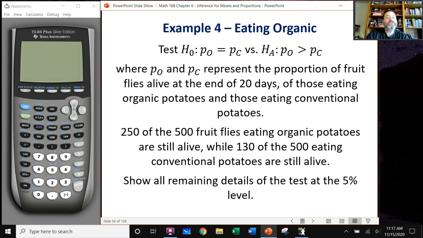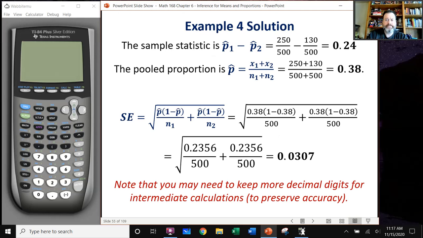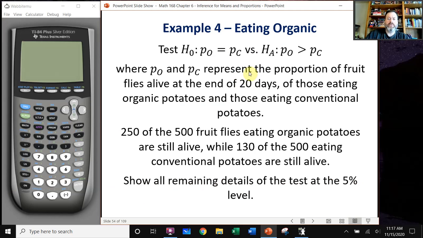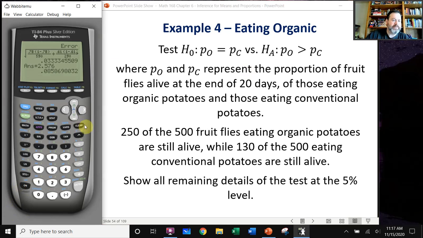So what you have to do is really go back, make sure you understand chapter 4 for this. When it says show all remaining details of the test, you're given the null hypothesis and the alternative. So really, we just want to start with the template that we saw in section 6.1 at the end, which is sample statistic, standard error, standardized test statistic, and then p-value and that sort of stuff. All right, so we'll type everything in. The answers are on the next slide, but let's type them in.